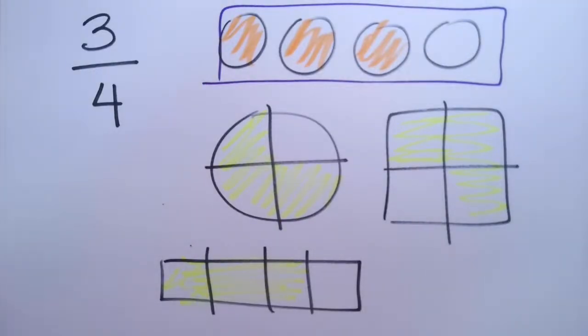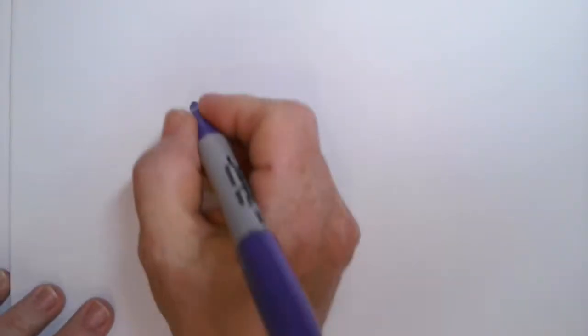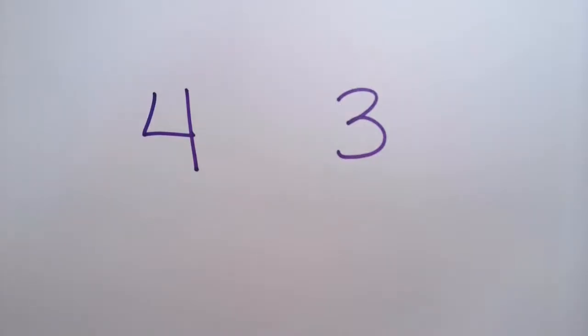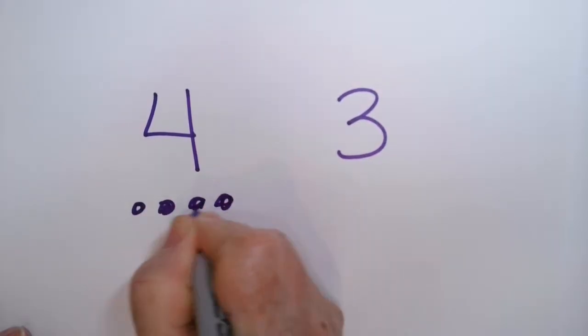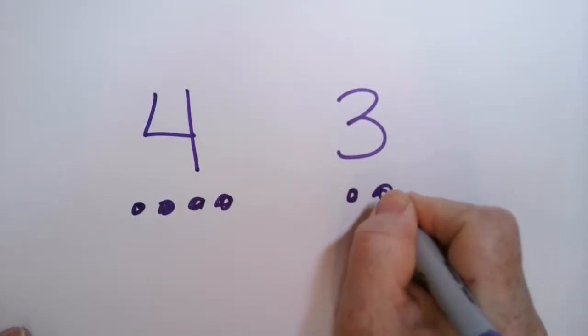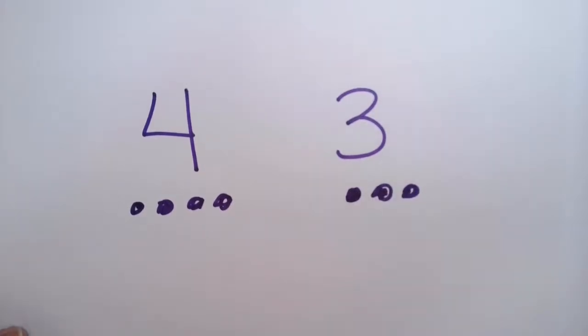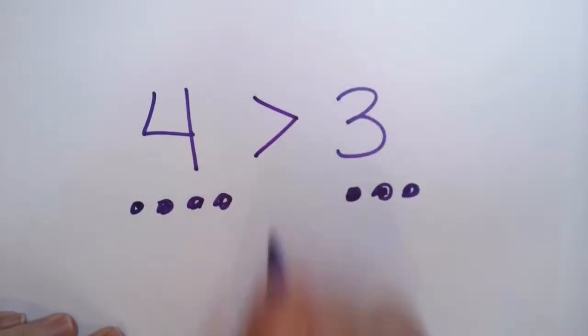Good, excellent. Okay, let's see here. If I said this and this, which one's bigger? The 4 or the 3? Show me. It depends on what the numbers mean, right? So if I said 4 marbles, 1, 2, 3, 4, versus 1, 2, 3, you'd have more, and they're all the same size. 4 is greater than 3. Okay, you already knew that.